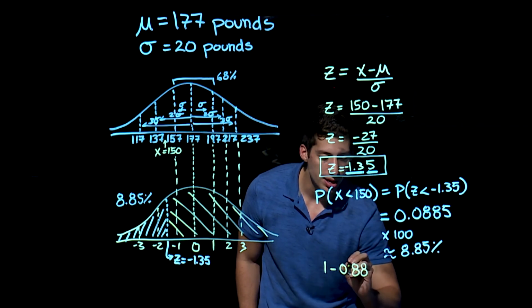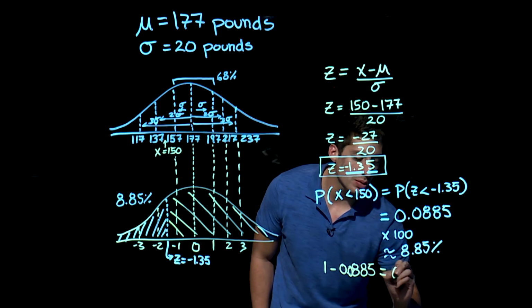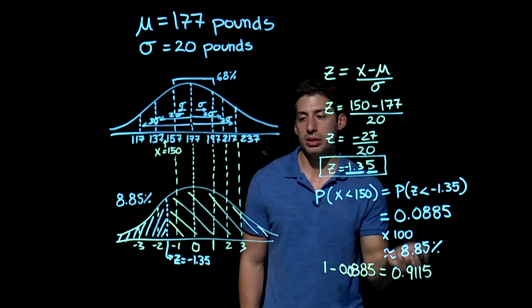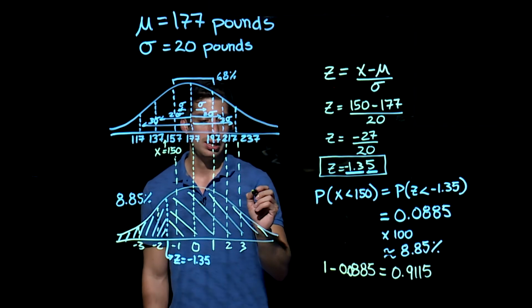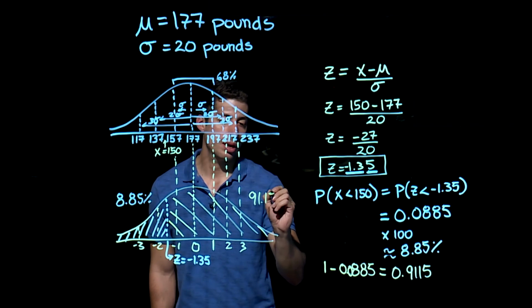Here, 1 minus 0.0885 equals 0.9115. Again, if we multiply it by 100, we know that the area on this side equals 91.15%.